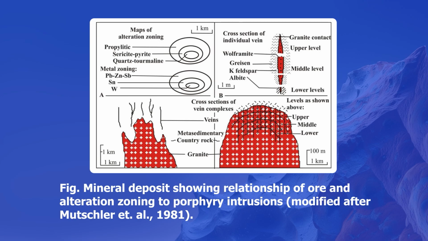In this case of cross section of an individual vein, around this vein you may find a granite contact, upper level and middle level and lower levels. At the lower level you find K feldspar, whereas at the top you may find wolframite and other economic minerals. This red colored intrusive body is invading through the metasedimentary country rock. The invaded rock is mostly granite.